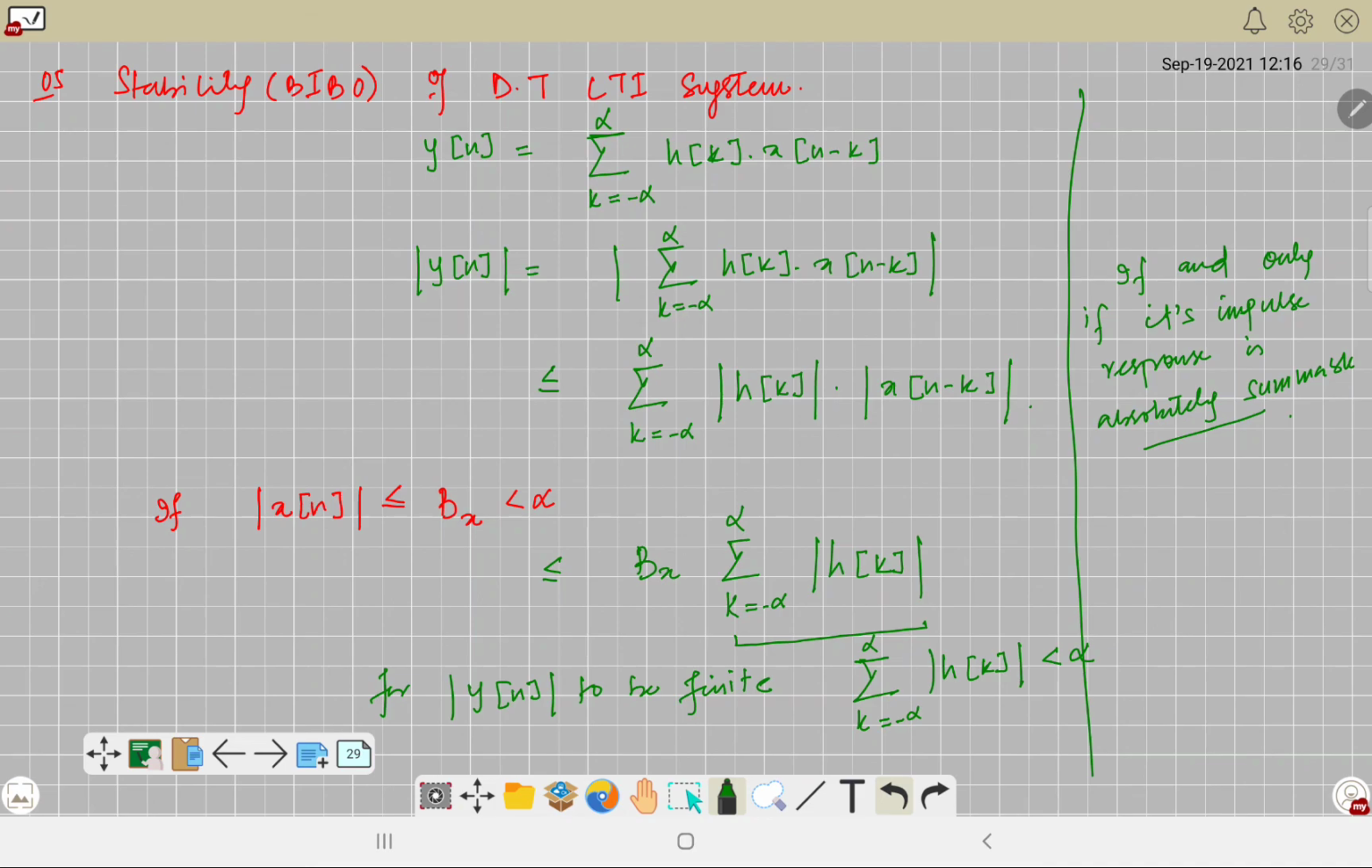Okay? So the generalizations are the same two conditions that exist for the continuous time LTI system. It's just the way we express it. In the continuous time case it was in terms of an integral. Here, in the discrete time case, it is in terms of a summation. Okay, so this was all about the characterization of the discrete time LTI system.